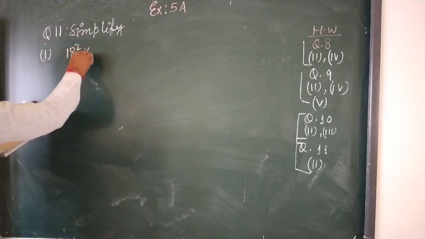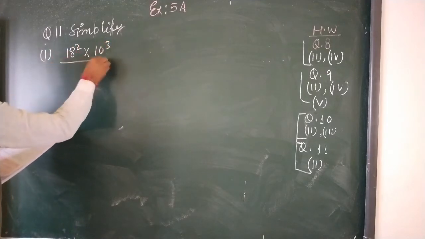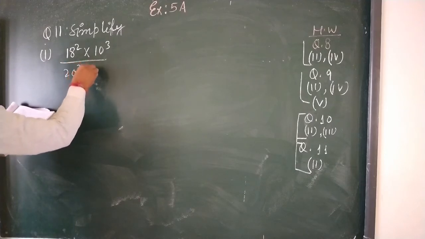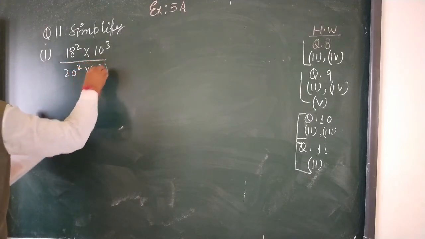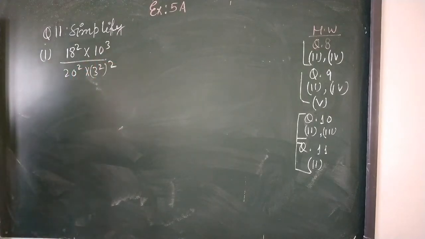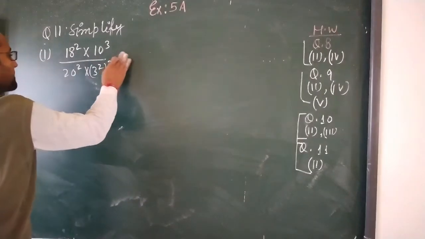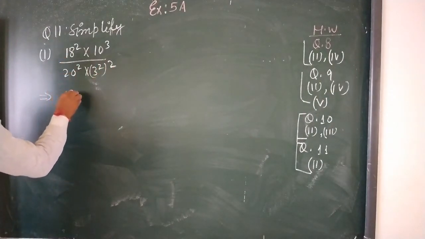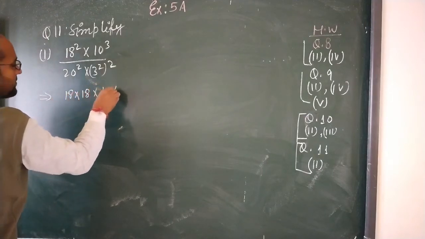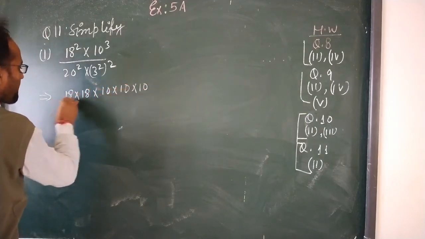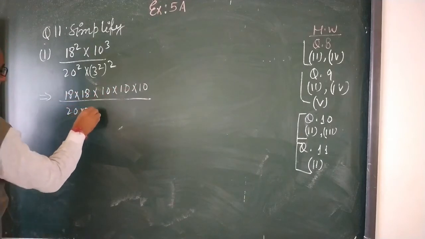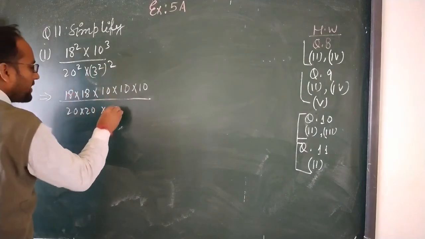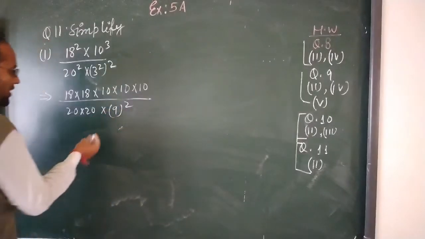18 to the power 2 multiplied by 10 to the power 3 upon 20 to the power 2 multiplied by 3 to the power 2, the whole to the power 2. Okay, so in this case, students, see this here: 18 into 18, and 10 into 10, 3 times, upon 20. This is the easiest way to do that one. 3 to the power 2 means 9 to the power 2. One more time you can write this one.